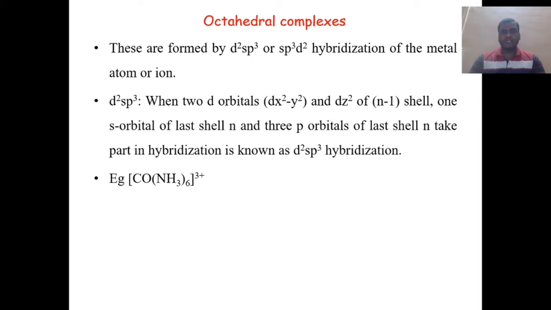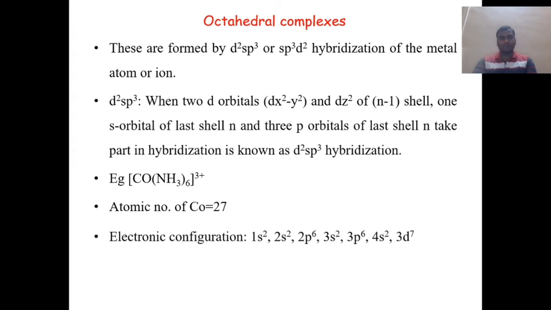The hexaammine cobalt complex is one in which d2sp3 hybridization takes place. Now we will see how the d2sp3 hybridization takes place in this complex. To draw its hybridization, the central metal atom is cobalt, and the atomic number of cobalt is 27.